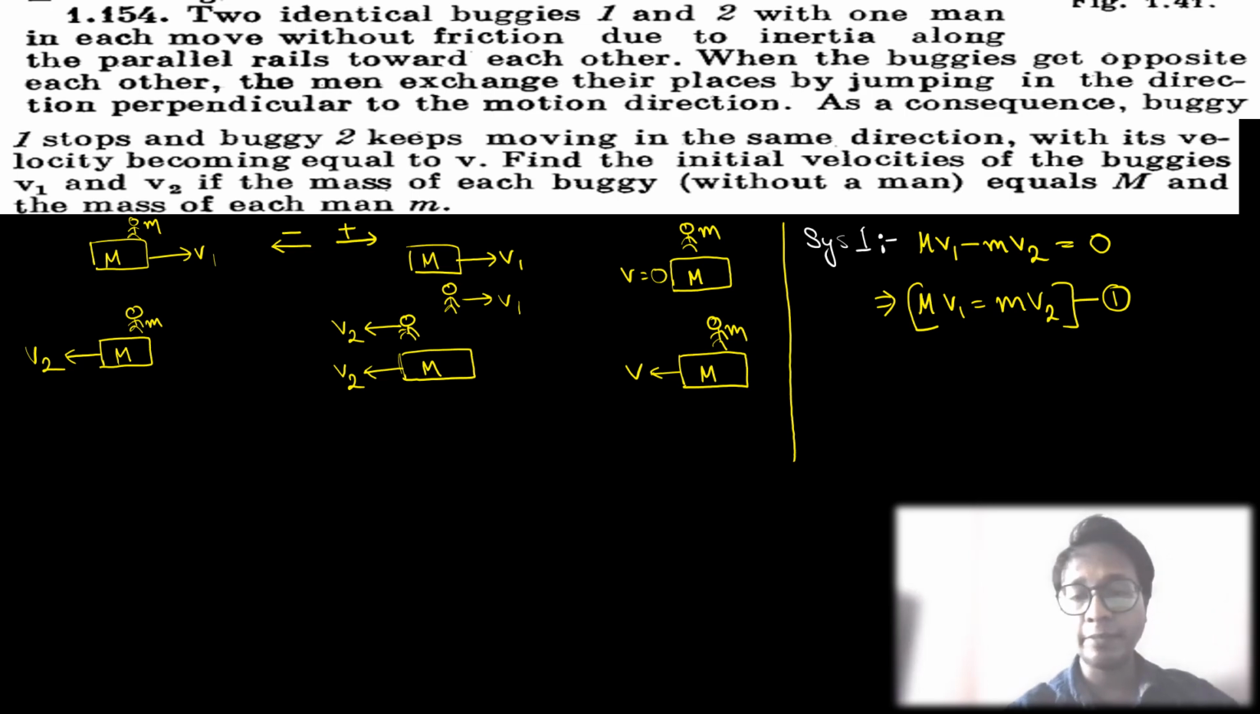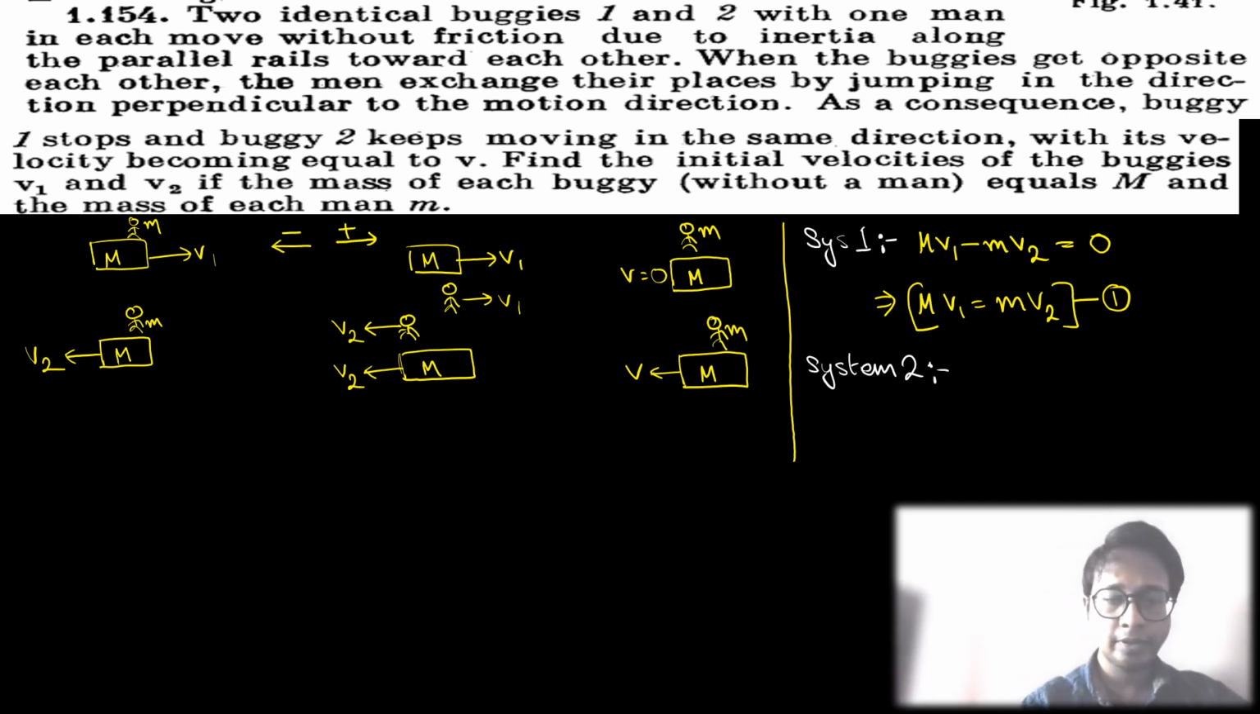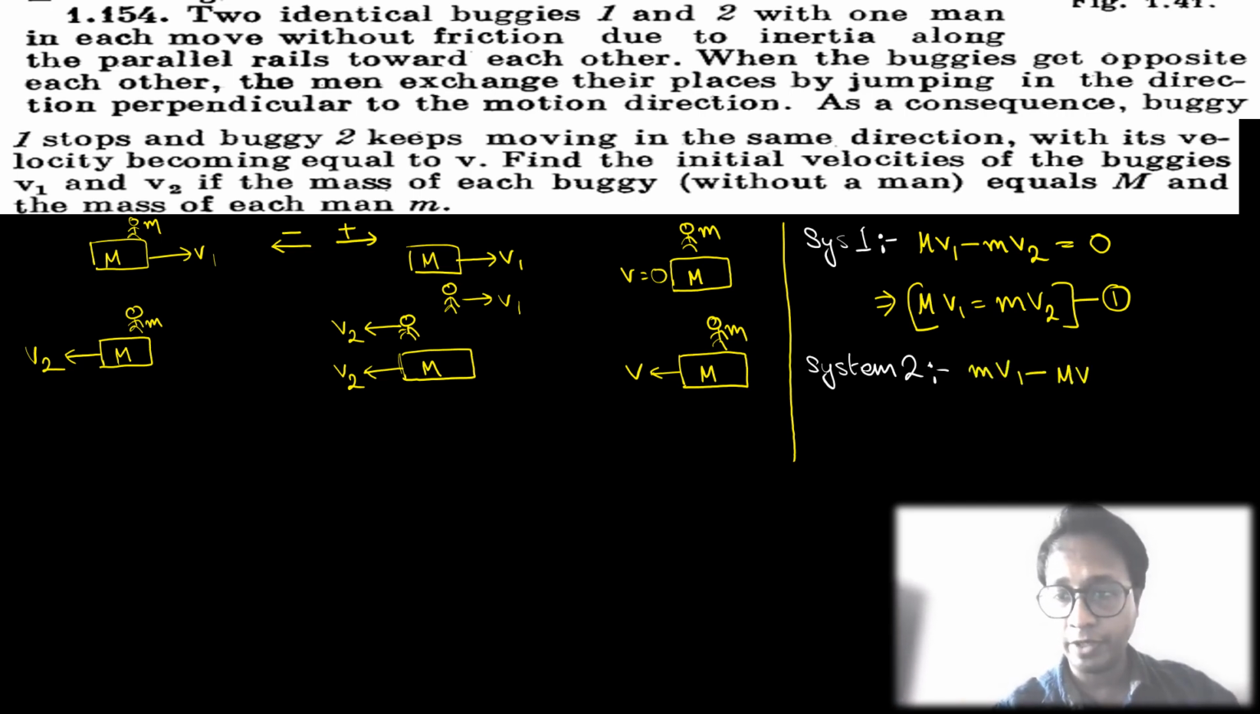Now I'll take system 2. What is system 2? This person jumped on this bogie and became this one. So this person and this bogie is considered as system 2. So let me conserve the momentum. Small m into v1 minus capital M into V2.